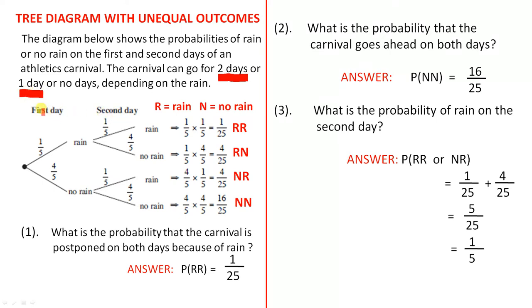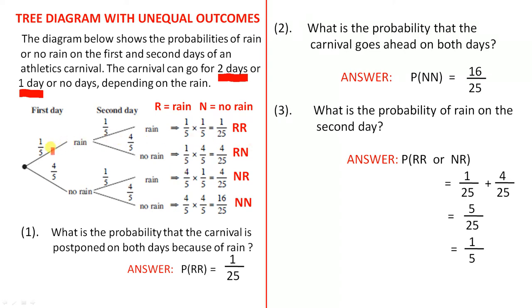So if it rains on this day, and it's fine on that day, then the carnival will just go for 1 day. Or if it's fine on that day, and it rains on that day, then the carnival goes for 1 day. Or no days. So if it rains for both days, there's no carnival.